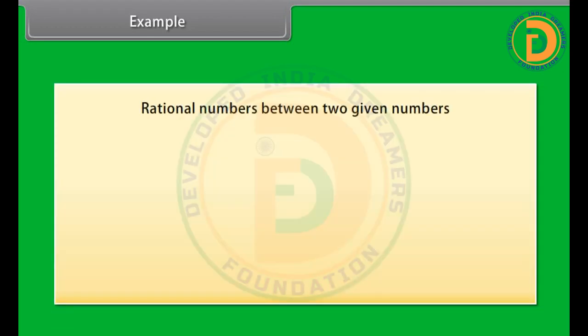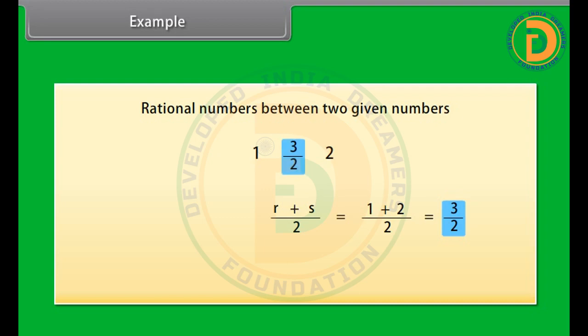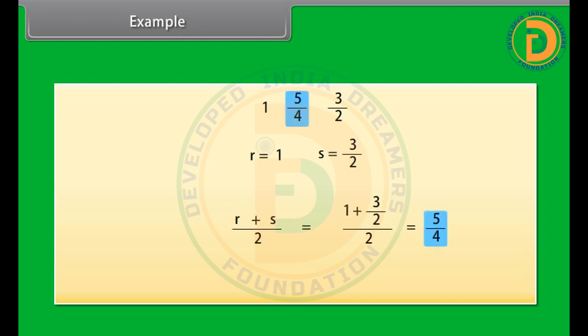Example. Let's now learn how to find rational numbers between the two given numbers. The given numbers here are 1 and 2. Say 1 is r and 2 is s. To find the rational number between r and s, we have to add r and s and divide the sum by 2. So we get 1 plus 2 is equal to 3 by 2. Therefore, the rational number between 1 and 2 is 3 by 2. Similarly, the rational number between 1 and 3 by 2 is 5 by 4.